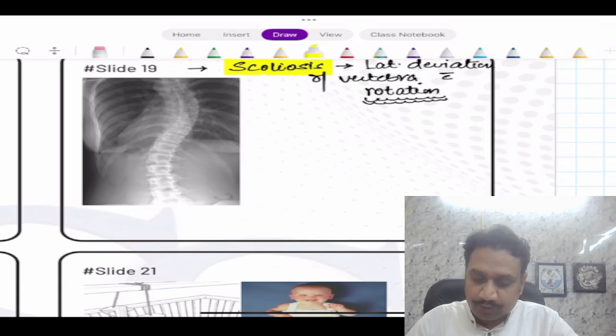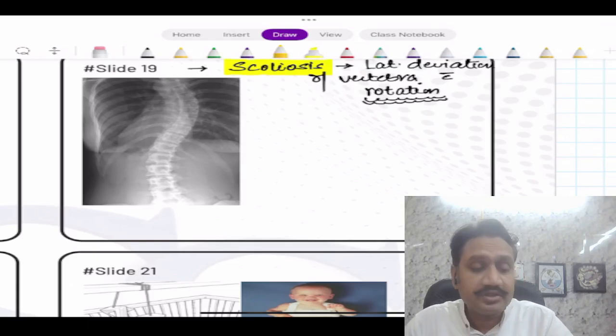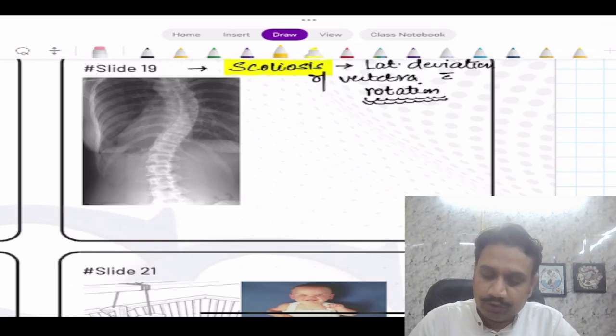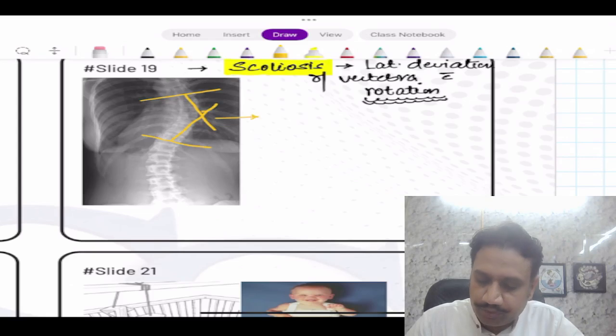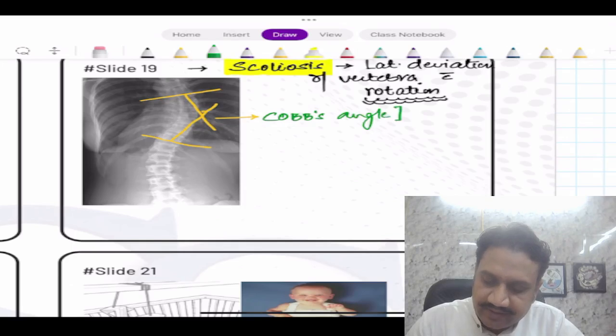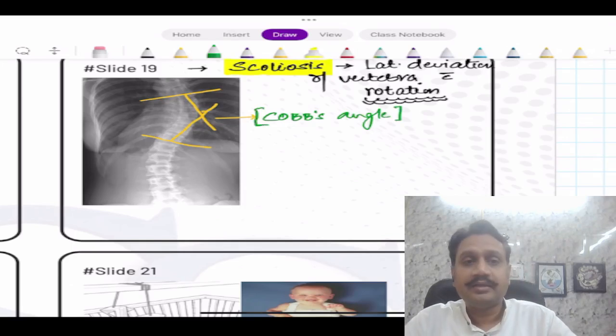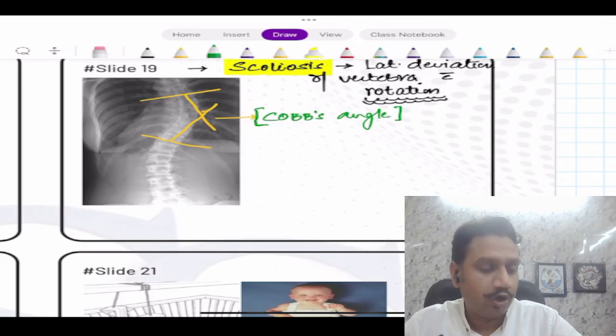Okay, that is scoliosis. And whenever you are talking about scoliosis, how do we measure the angle of scoliosis? What is the angle that we use? When you take the upper part of the vertebra and the lower part of the vertebra, and you draw perpendiculars to them like that, what angle do we call that? The angle for scoliosis is Cobb's, right? The angle to know the degree of scoliosis is called Cobb's angle. So lateral deviation of vertebra with rotation, and that is Cobb's angle.